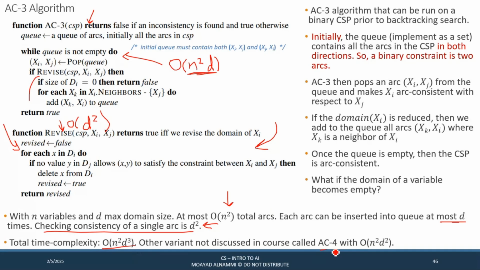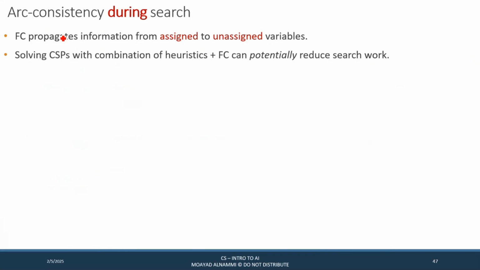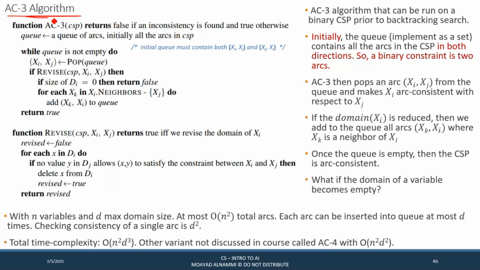There's another advanced implementation called AC4 that takes O(n squared d squared). It uses some optimization for the memory. We won't really discuss it, but it's good to be aware of for your professional life. So that is the arc consistency algorithm, AC3. And we said that you can run this before you do searching so that you can hopefully apply arc consistency on the domain of the CSP. This results in smaller domains, hopefully, and that will reduce the amount of search you do if you decide to apply backtracking on this reduced domain.